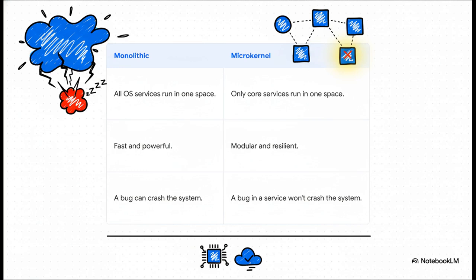On one hand, you have the monolithic kernel, where all the main operating system services live together in one big, efficient block. This setup is super fast and powerful, but the risk is, if one tiny part has a bug, it can bring the whole system down. On the other hand, you have the microkernel approach, which is way more modular. Only the absolute essentials are in the core, and everything else runs as a separate process. It might be a tiny bit slower, but it's much more resilient. If one part fails, it won't cause a total system meltdown.